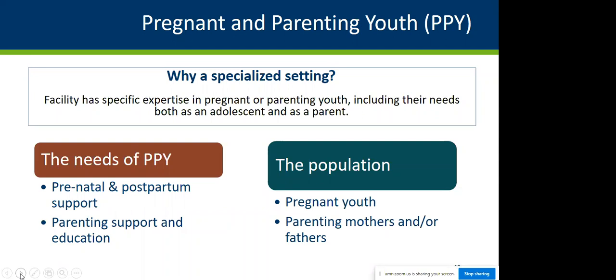So for a youth that is in need of a residential setting, a PPY setting would allow co-location with their child whenever possible. So overall, the needs of pregnant and parenting youth are prenatal and postpartum support, and then the parenting support and education. So if or when we have facilities for this specialized setting, the following criteria would apply.